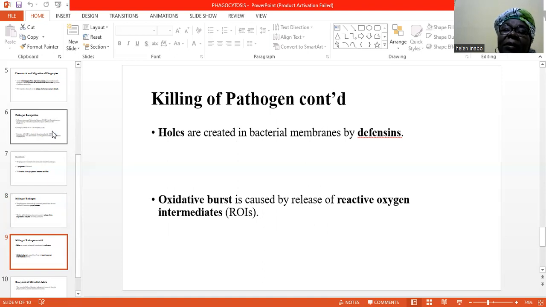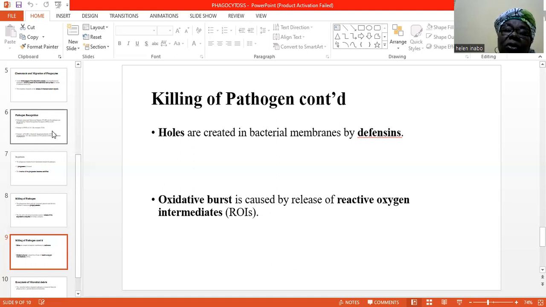The membrane is charged with the responsibility of maintaining the integrity of the cell. So if holes are created, it means that nutrients or substances will move out of the cell, of the pathogen in this case, without control. That will be the beginning of the death of the pathogen.